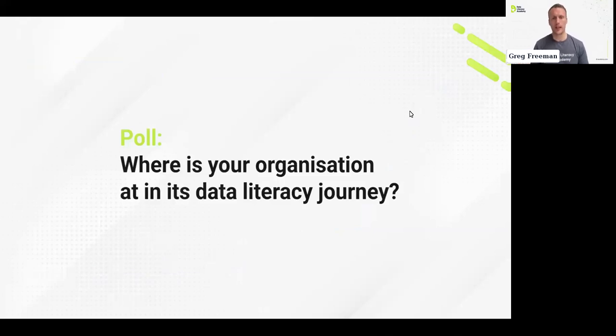So we're going to get going with a bit of a poll out to you, the audience. Where is your organization at in its data literacy journey? All we want to know, in your own opinion, based on the poll, where is your organization at in its data literacy journey? If you can get your answers in, Sarah or Jemima in our team in the background will launch it. Hopefully, it's appeared for you now, and we'll get to some of the results as we go through.